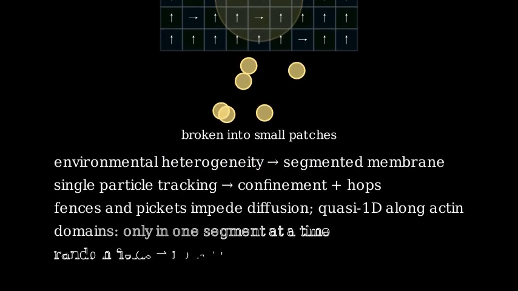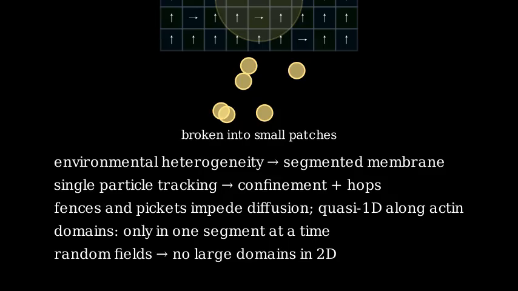Summary: heterogeneous environments segment membranes into regions with different local interactions. Single particle tracking reveals confined diffusion with occasional hops between segments. Cytoskeletal fences and pickets impede lateral motion, and some receptors slide along actin. In multi-component membranes, phase domains appear in one segment at a time. In highly heterogeneous cellular environments, long-lived random fields can suppress macroscopic phase separation.